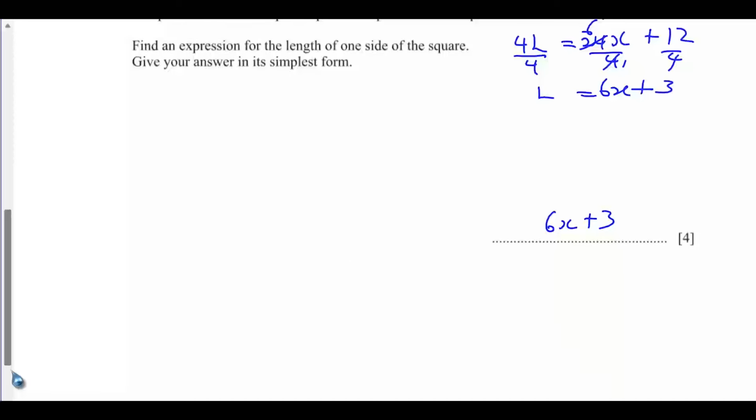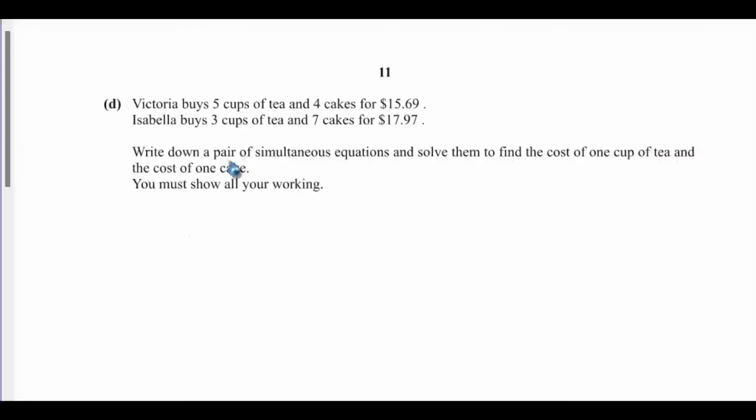That will be question 6, D, I think. Yes. Victoria buys 5 cups of tea and 4 cakes for $15.69. Isabella buys 3 cups of tea and 7 cakes for $17.97. Write down a pair of simultaneous equations and solve them to find the cost of 1 cup of tea and the cost of 1 cake. So you must show all your working.